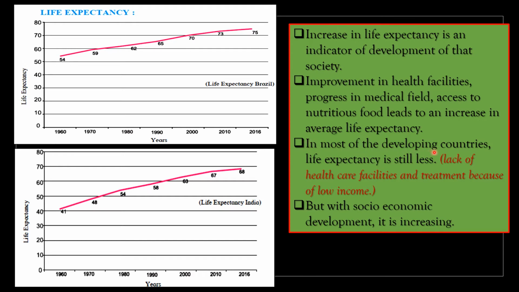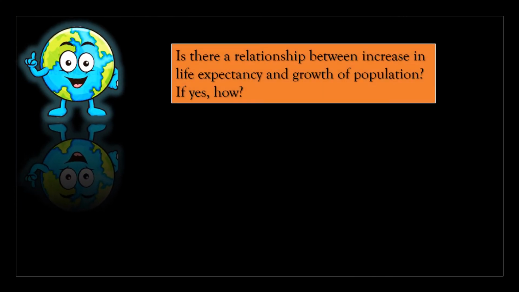In most of the developing countries, life expectancy is still less. For example, if you take some of the African countries, their life expectancy is less because of lack of healthcare facilities and treatment. Now, why is it so? Because of low income. But with socio-economic development, life expectancy is increasing. Let's answer the question given on page number 43.